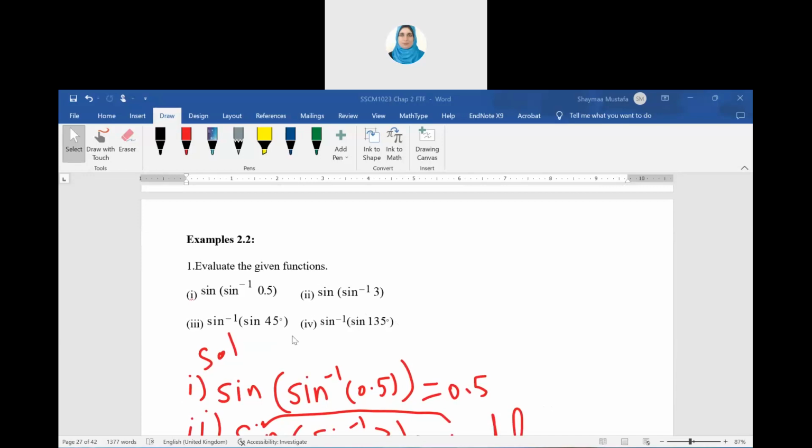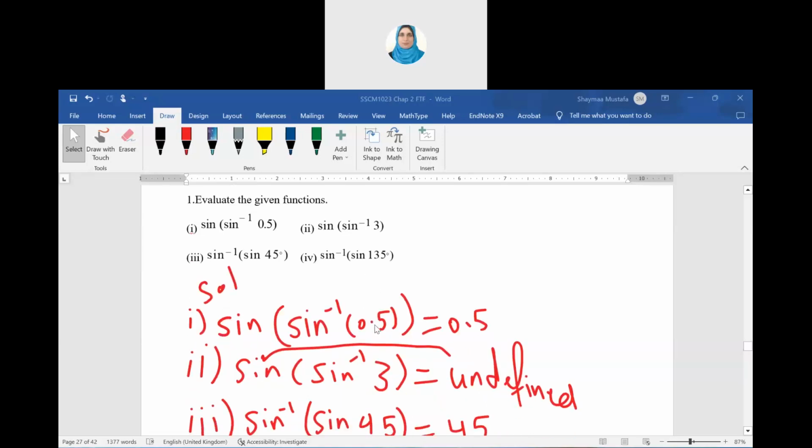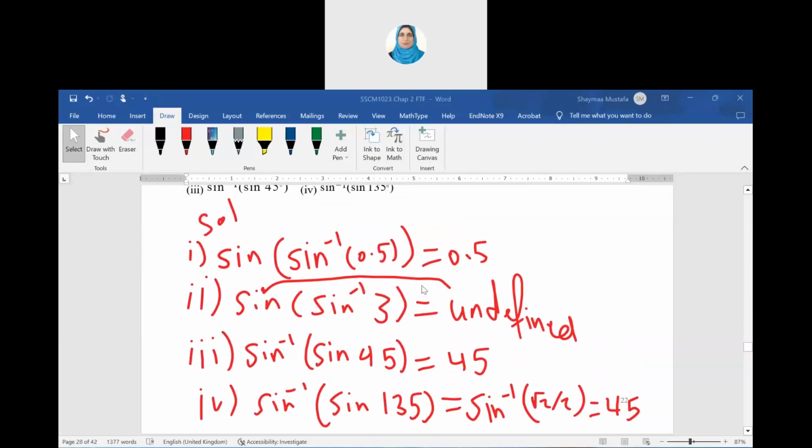Okay, how can I calculate this one? First, calculate the inside, sine 135. If you calculate it on the calculator, sine 135 is root 2 over 2. So I need to calculate the sine inverse for this value. This value we get from here: we calculate sine 135, so it is root 2 over 2.